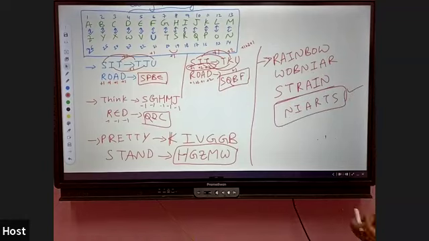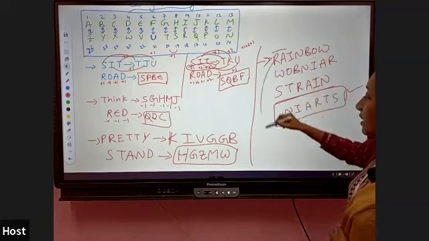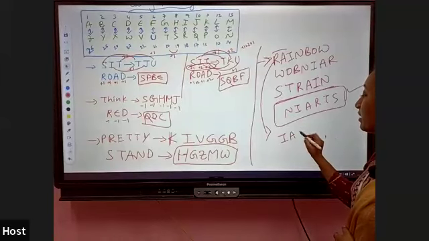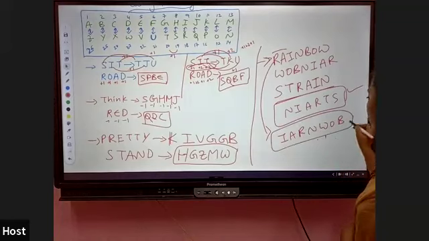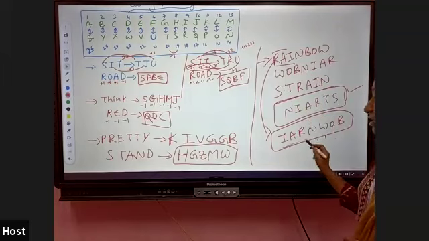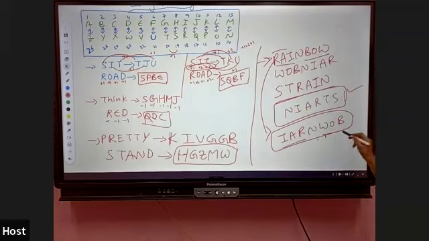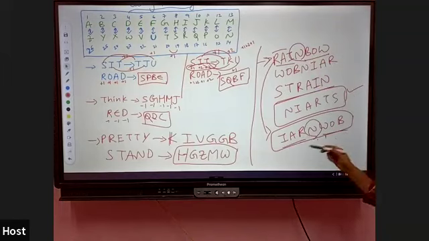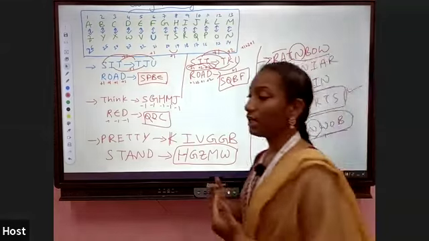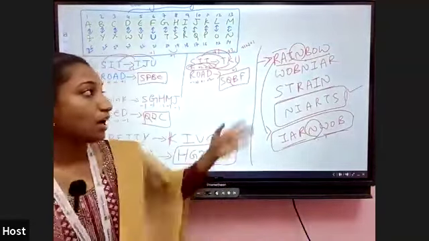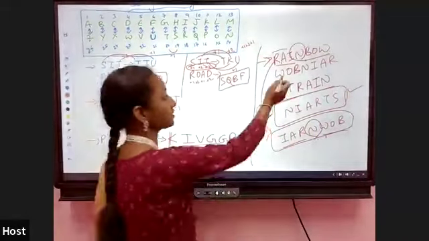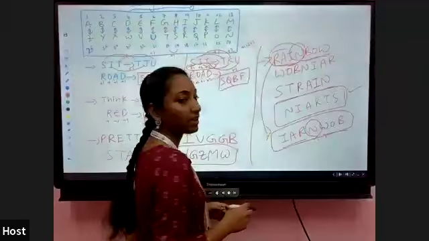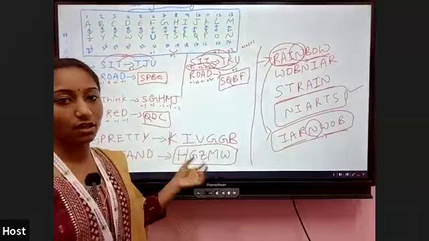So in the reverse model also, they may give first three letters. For RAINBOW, they may give IARNWOB. How did we write it? First three letters reversed, IAR. Last three letters reversed, WOB. The middle letter remains the same. So they may give full word reverse or half word reverse. In some cases, they may give first four letters reverse and last three letters remain the same. So this is the model of reverse.